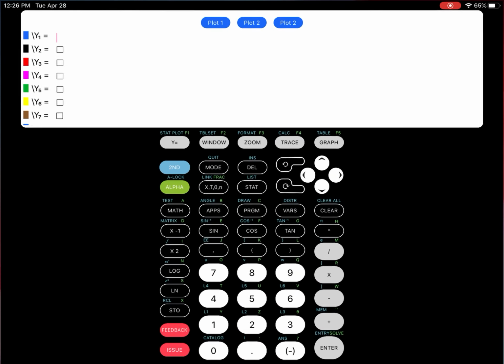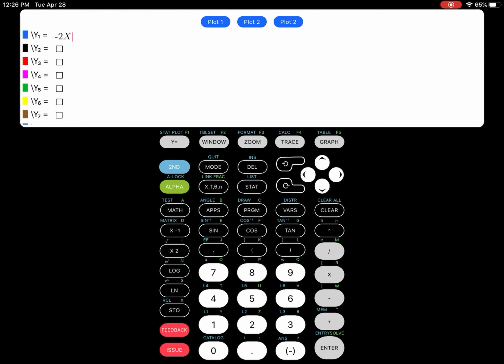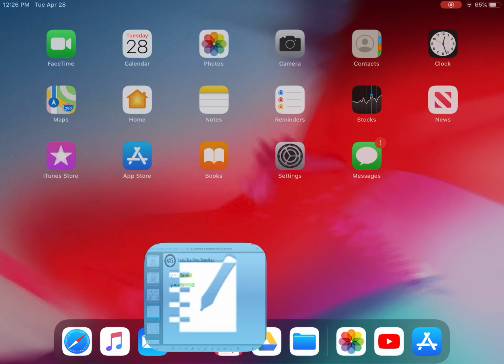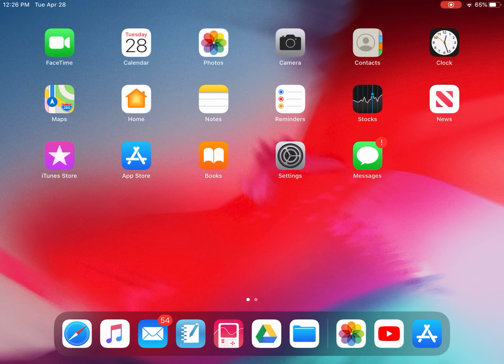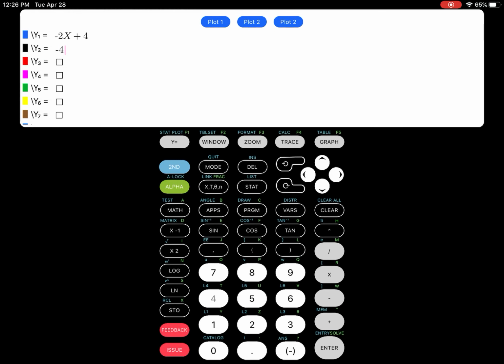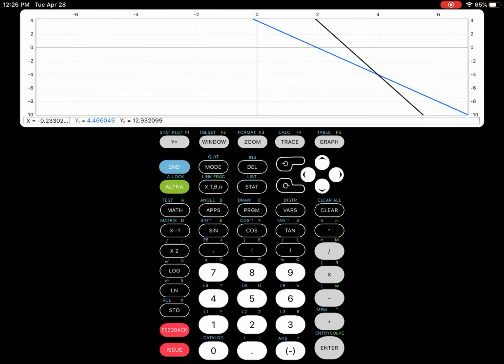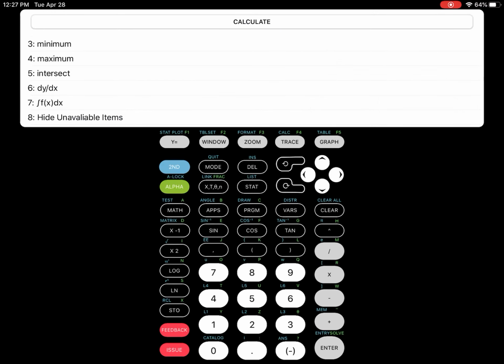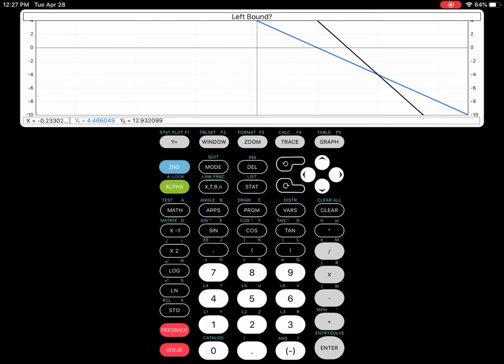The first equation was negative 2x plus 4. The second equation is negative 4x plus 12. Again, we'll hit graph. We have a new graph in the window now. Second, trace, and again, we want choice 5, the intersection point.